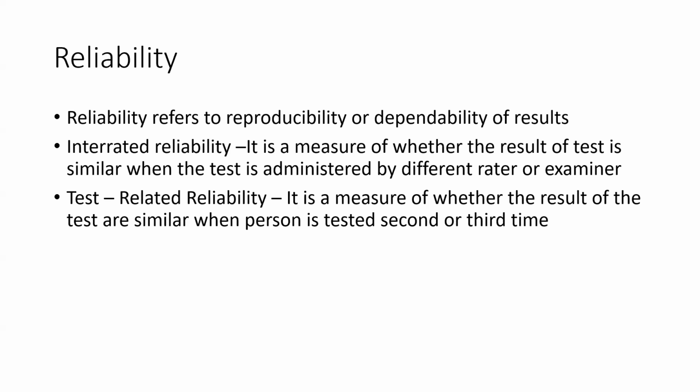Now the reliability. Reliability refers to the reproducibility and dependability of the result. Interrater reliability. It is the measure of whether the results of a test are similar when the test is administered by different raters or examiners. Test-retest reliability. It is the measure of whether the results of a test are similar when a person is tested a second or third time.